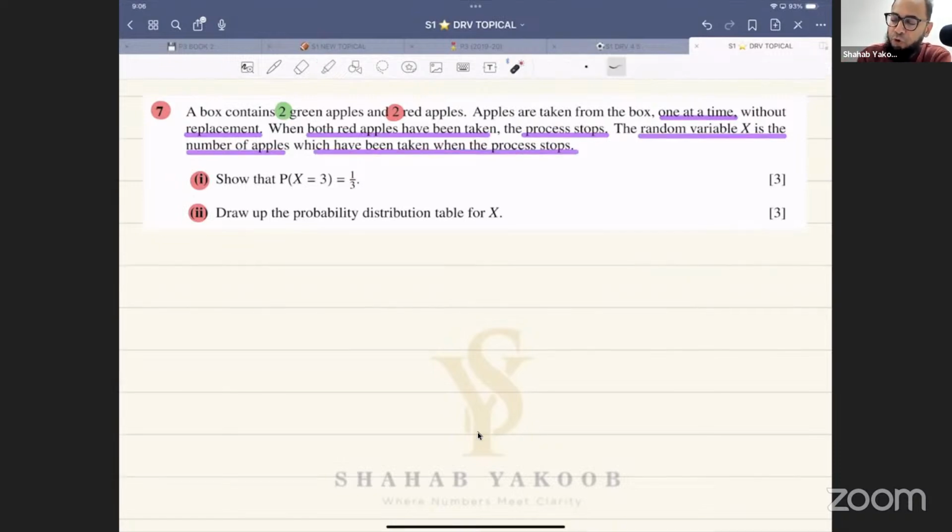Now they are asking for 2 parts. The 2 parts are: show that probability x is equals to 3 is 1/3, and draw up a probability distribution table for x. Now those people who study with me on campus or online are aware of the fact that when I'm dealing with a question of DRV, my focus is on the main thing. The rest will come automatically, in the sense that you have to work for it, but it will be part and parcel of that process.